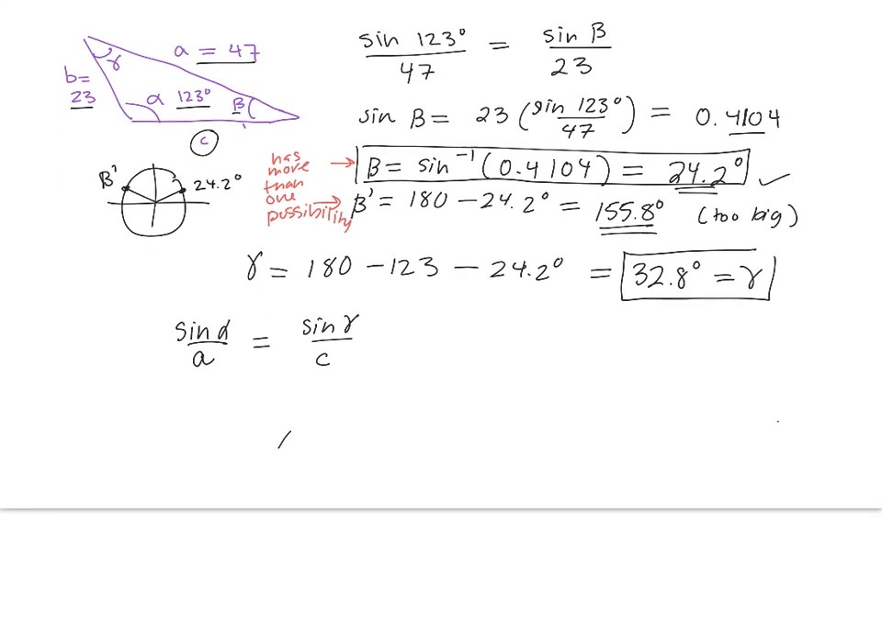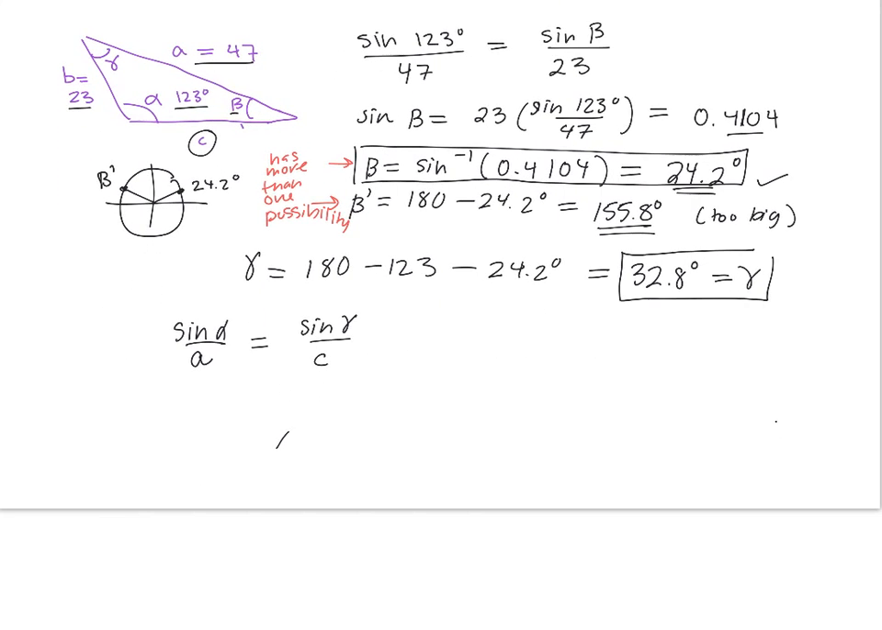Just to make that clear, why didn't you do the two different angles for gamma like you did? Oh, because once you know that beta can't be two things, gamma can't be two things. Okay. Once you know that beta is only one thing, there's only one possibility for gamma.